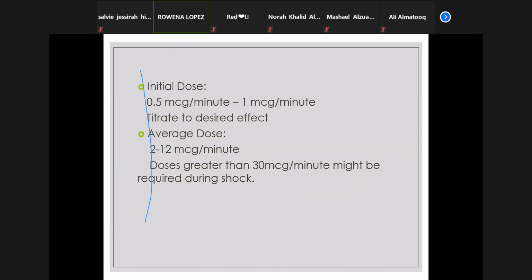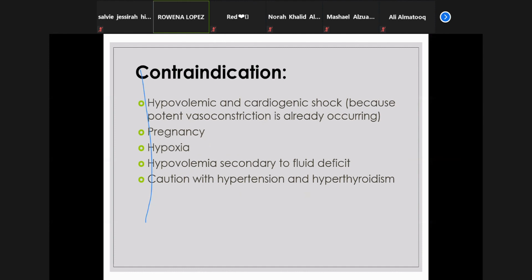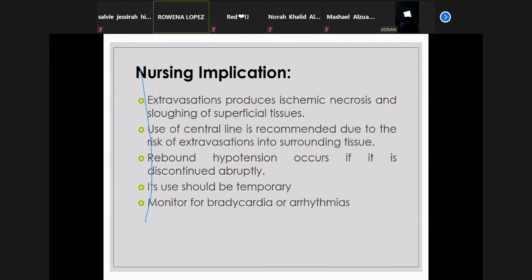Same with the dopamine. So these are the doses. Doses greater than 30 micrograms per minute might be required during shock. Contraindications: hypovolemic and cardiogenic shock because potent vasoconstriction is already occurring; pregnancy, hypoxia, hypovolemia secondary to fluid deficit with hypertension, and hyperthyroidism. Pregnancy, because it can cross the placental barrier and can cause abnormality to the fetus.